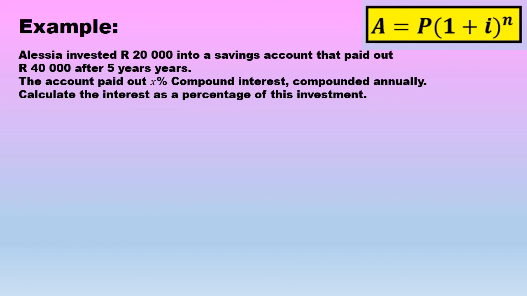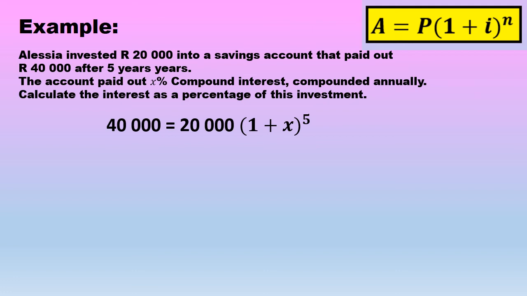Now they ask you, the account paid out X% compound interest compounded annually. Calculate the interest as a percentage of this investment. So we've got everything except for I, the interest. Okay, so I'm going to replace my I with an X just so that I can show you that we are trying to find X.